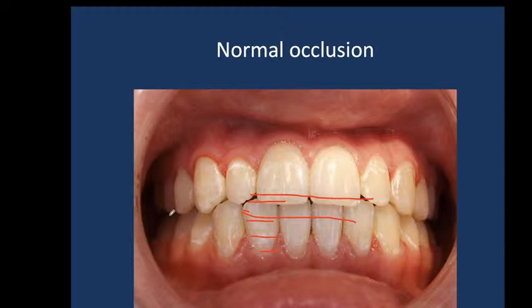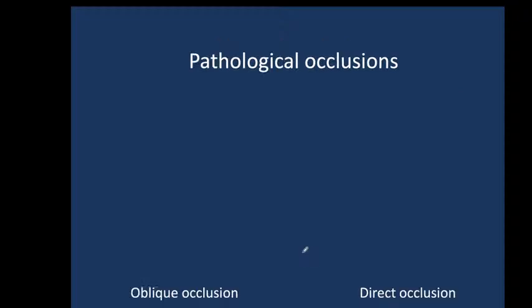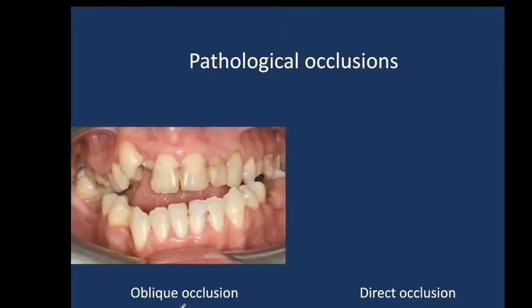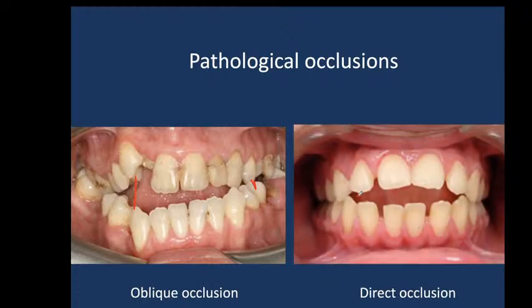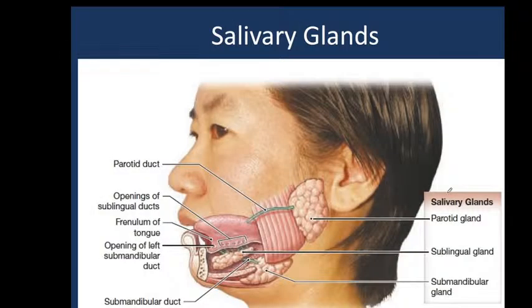And you see also that in normal occlusion, the upper molars and premolars are in contact with the lower molars. And that is a normal position. And pathological would be oblique occlusion. Here is a contact, but here is not. It is a gap. And direct occlusion, when it is not possible, no touch between upper and lower teeth.